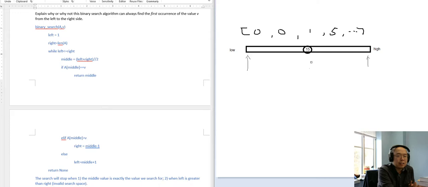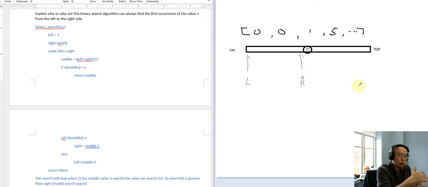I'm going to keep the left cursor the same, but for the right cursor I want to move it one lower than the middle index. So we have the left cursor here and the right cursor here, and this is the search space for now. Because I'm looking for 10, and 10 is lower than 15, I'm only going to look for 10 in the lower half. So this is going to be my strategy.